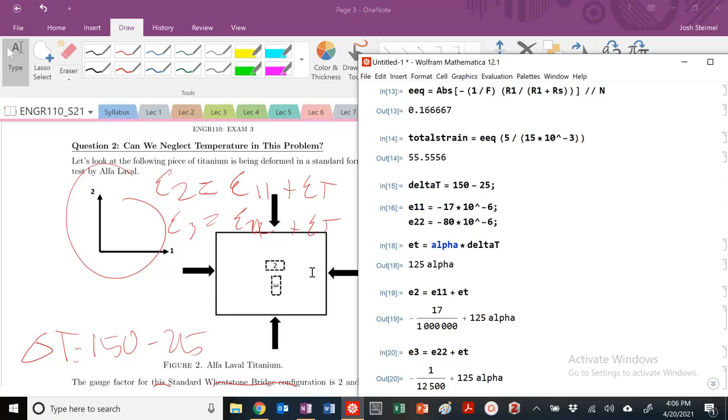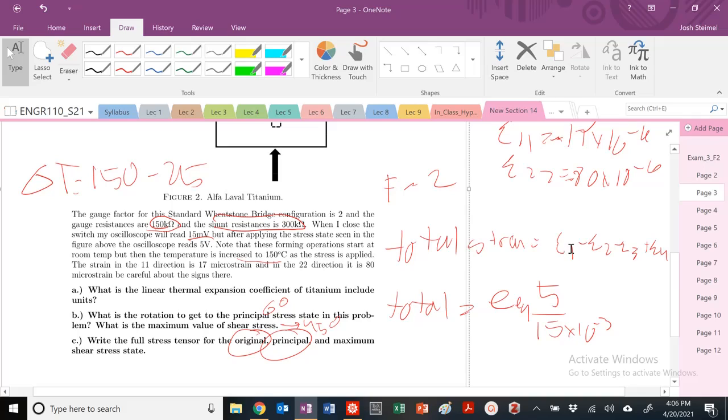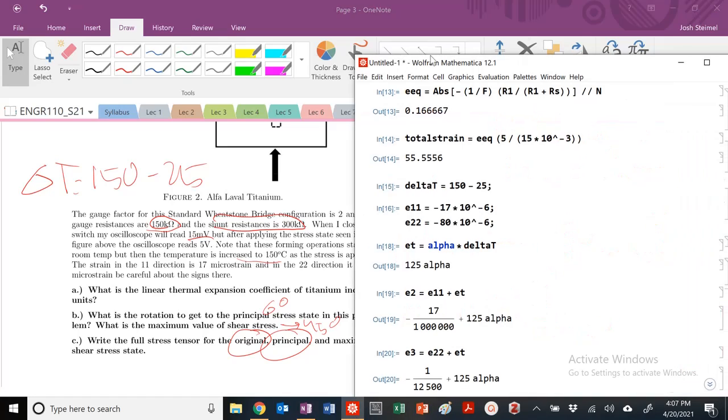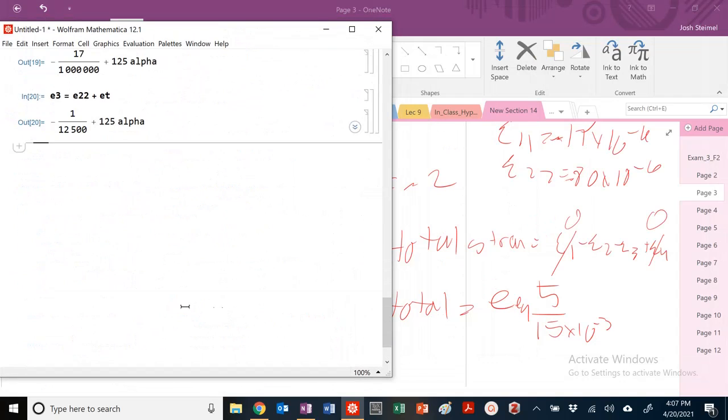Yeah, we're looking good. And we also know that E1 is going to be 0. This is going to be 0. So let's go ahead and solve for the rest of our unknowns. So actually, let me get this a little bit over here. So I know I could solve for my total strain, which I know. Let me set that equal to minus E2 minus E3, and then solve for my alpha.